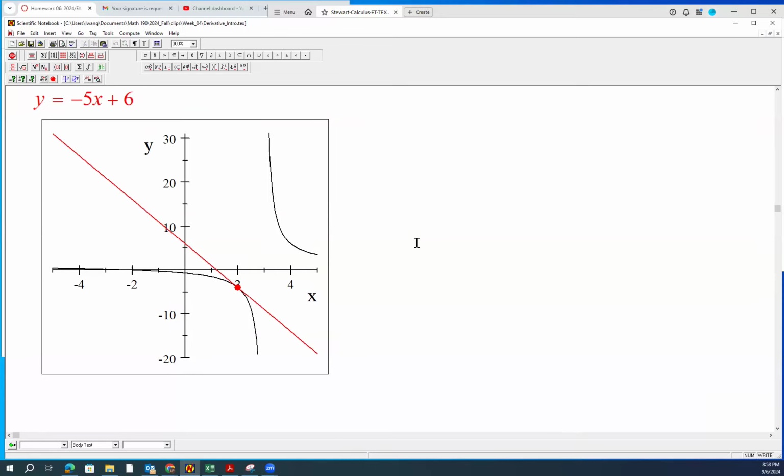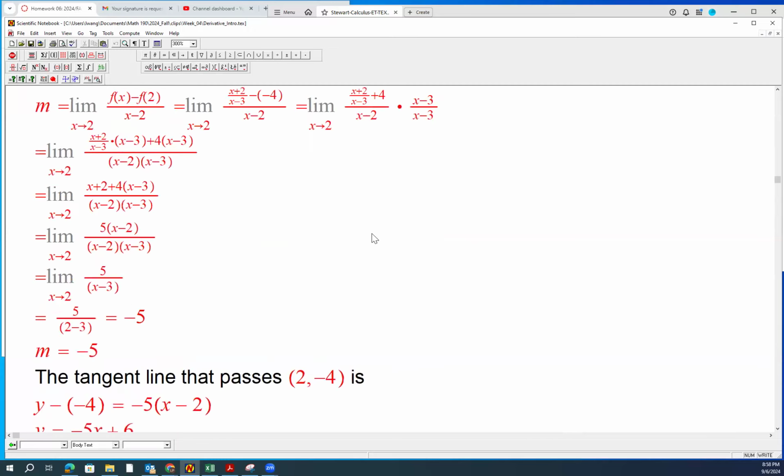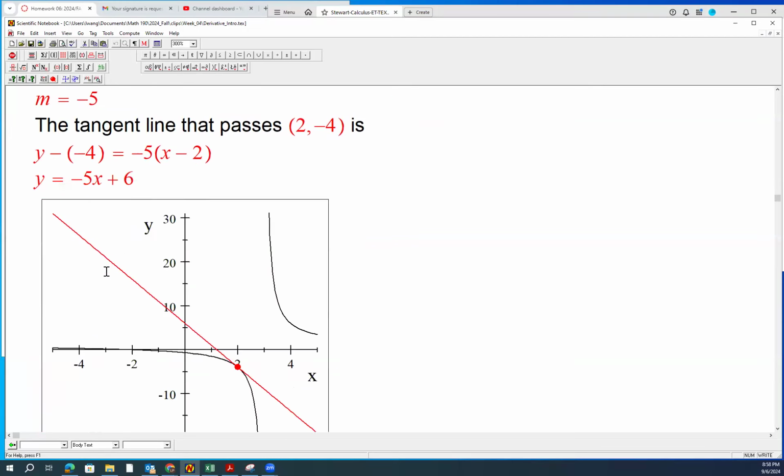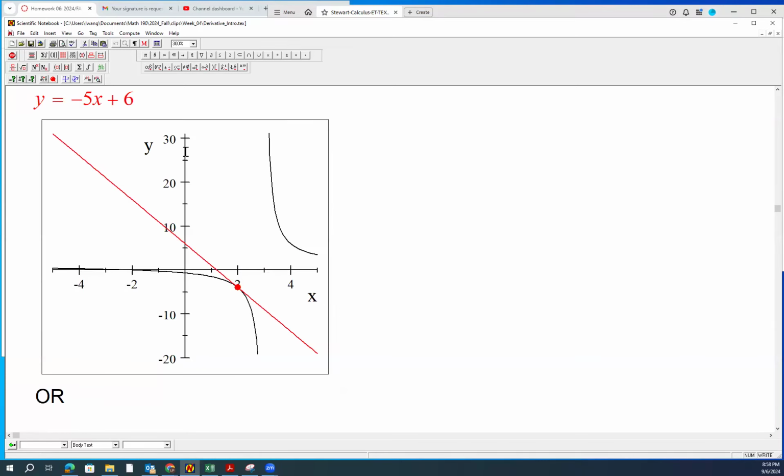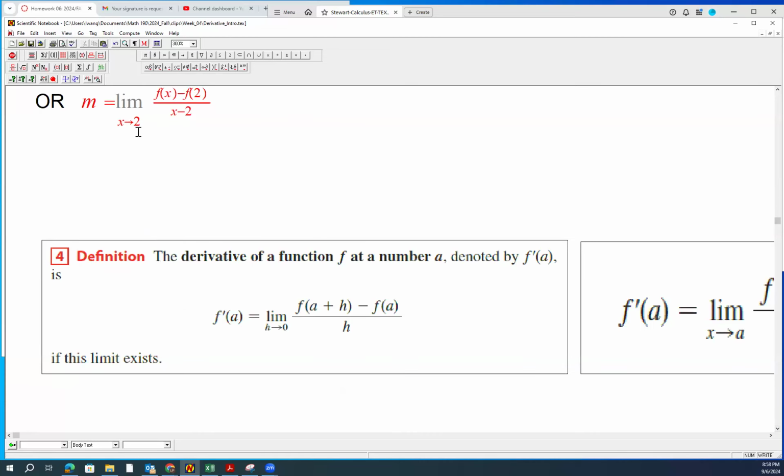We use one of the formulas to find the slope. Or I'd like to show you some algebra to find the slope using the other formula. Okay, so I'm going to set this up. And so the other formula would be the limit as h approaching 0 of f of 2 plus h minus f of 2, over h, right? So we're using the second formula to find the slope.